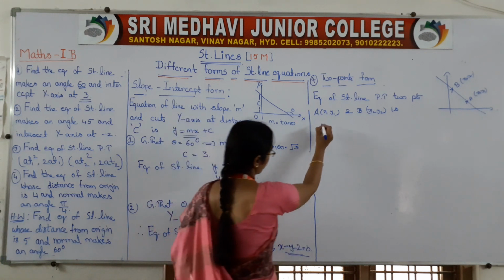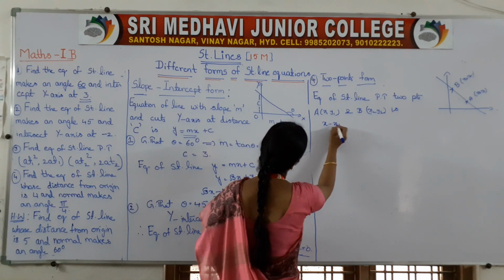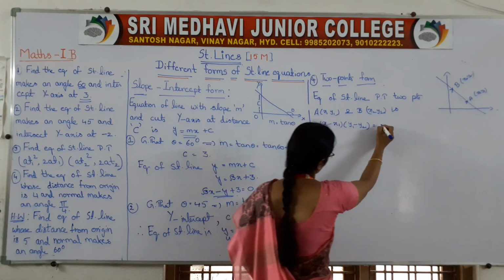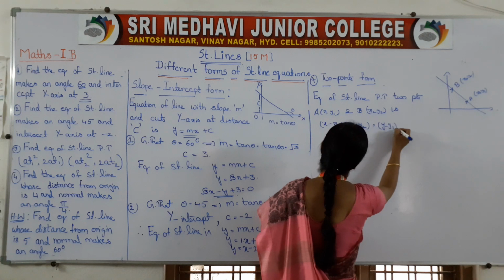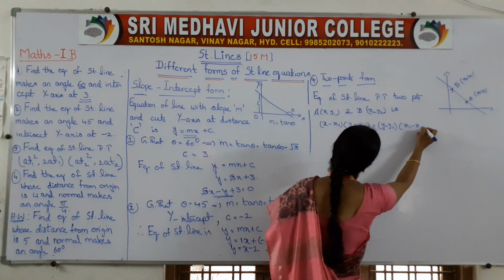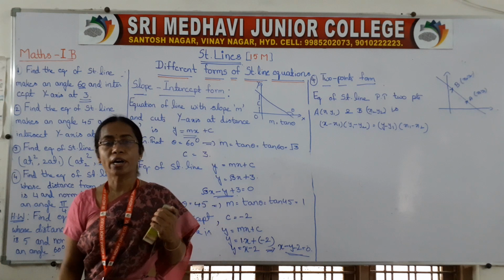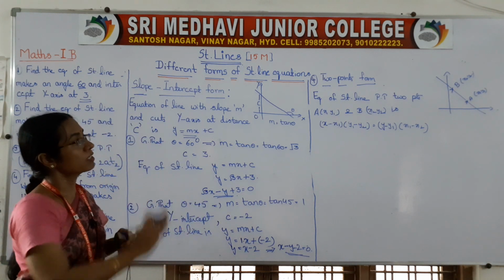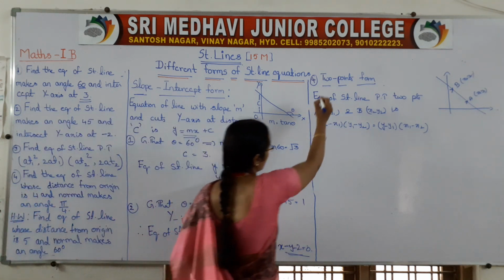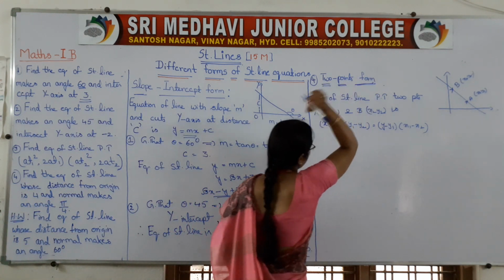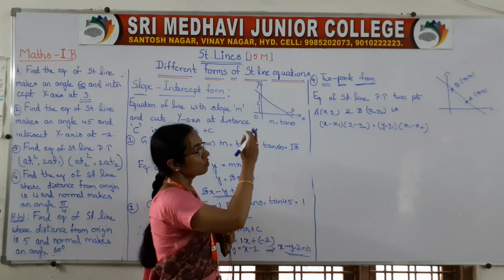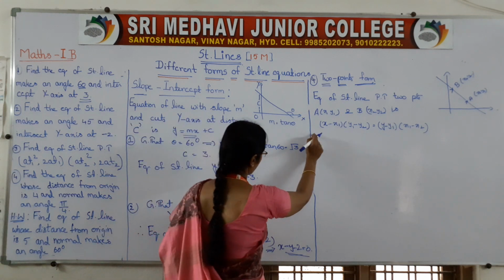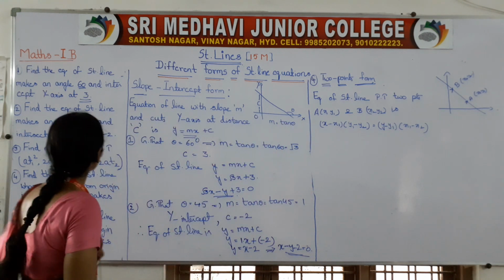What is the formula for this? x minus x1 into y1 minus y2 is equal to y minus y1 into x1 minus x2. So this is called the 2 points form of the straight line equation. Next to slope intercept form comes the 2 points form. If any line passes through 2 points, we have to take this formula. So we will solve one problem based on this method.